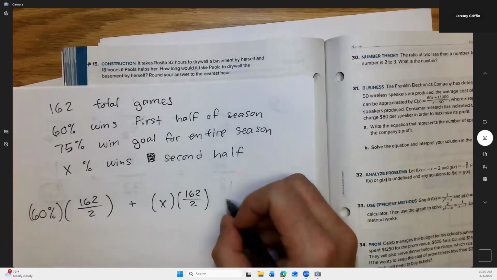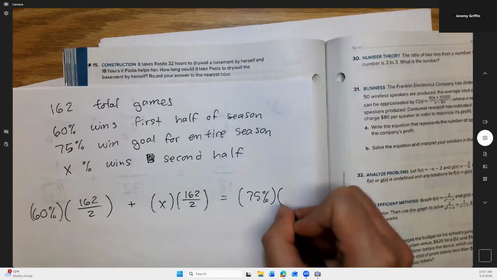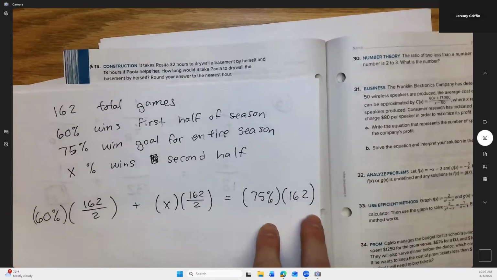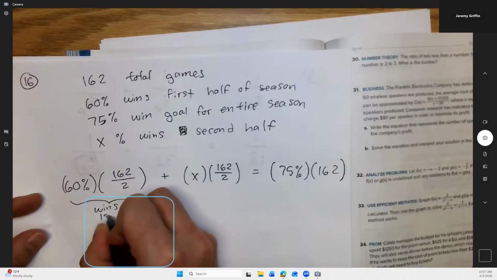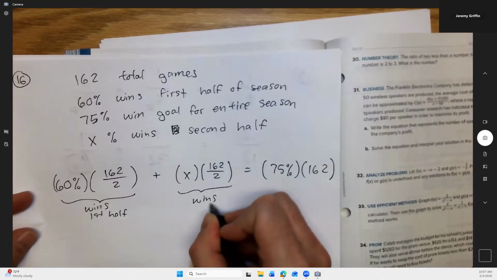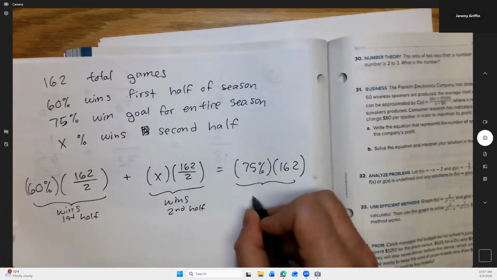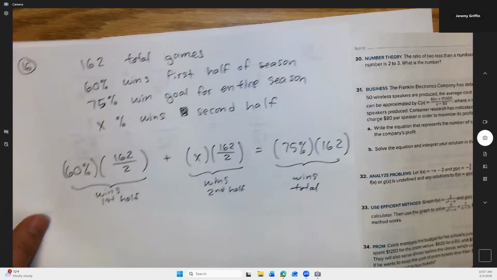That has to equate to 75% of all the games. So this is wins in the first half. This is wins in the second half. And this is wins total. Actually, I'm really curious to see what the answer actually is.